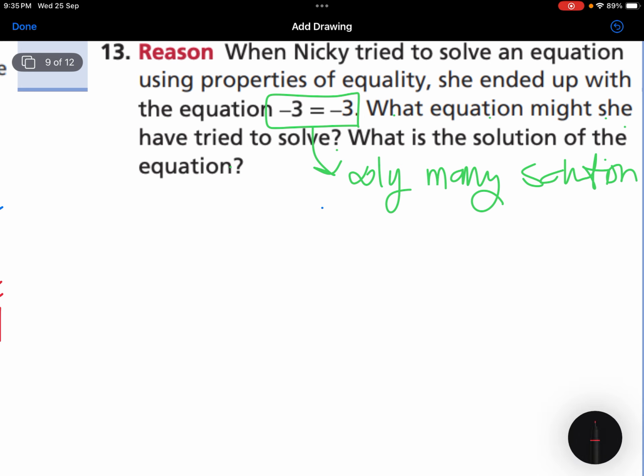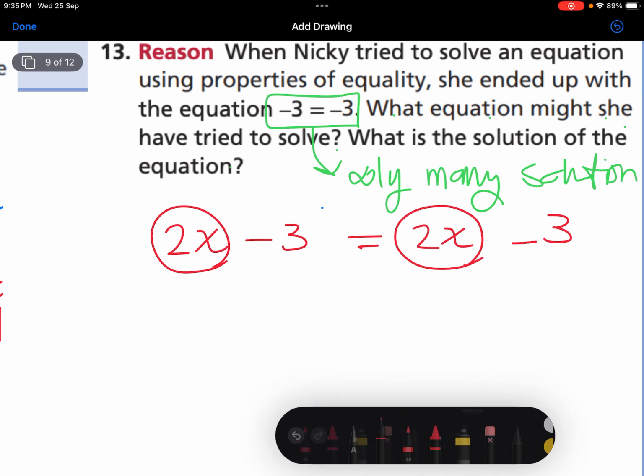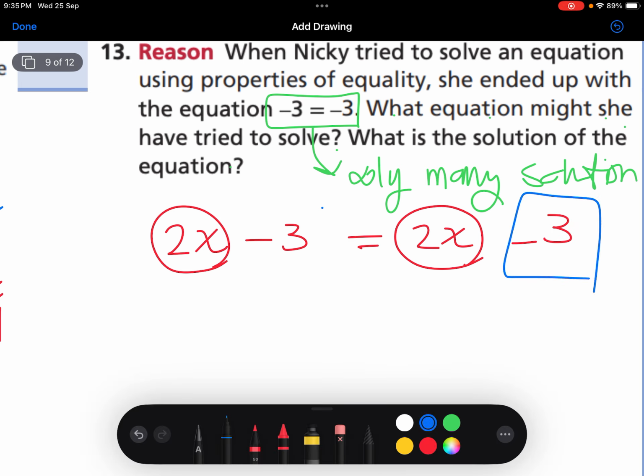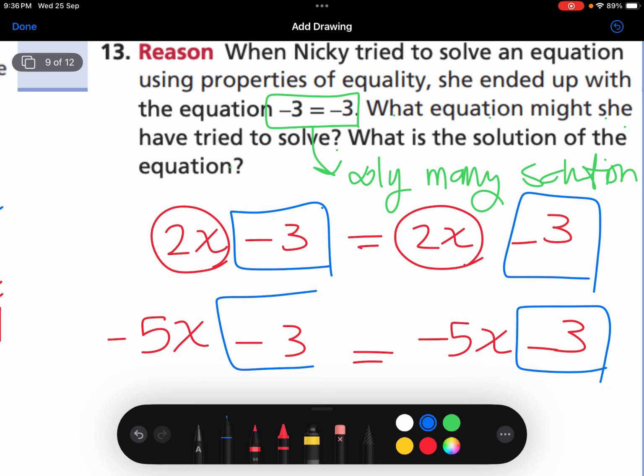Both sides are negative 3. Maybe she started with, let's say, 2x minus 3 equals, it should be the same variable, because infinitely many solutions should have the same variable and same number. You can maybe place, instead of 2x, something else. Let's say you have negative 5x on both sides, negative 3, negative 3. Again, same variable, same number.